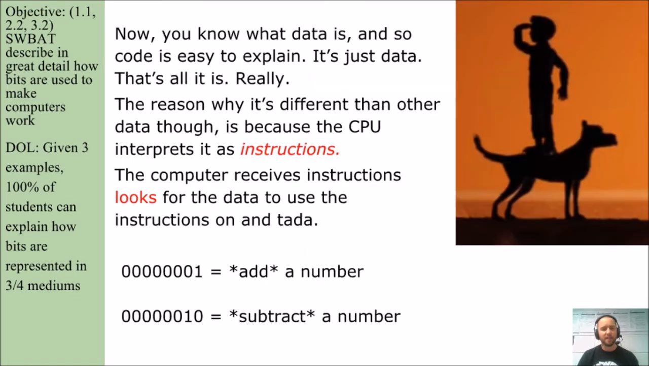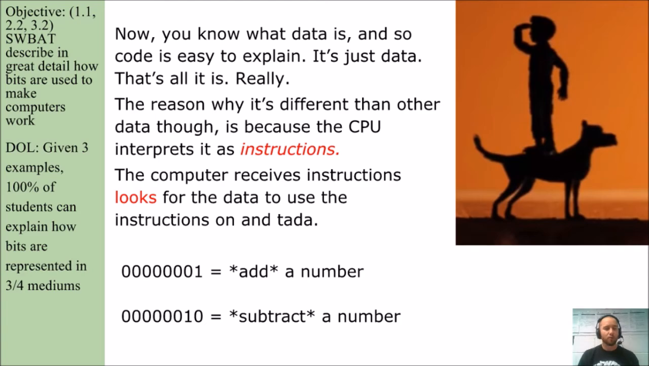Now you know what data is, and so code is easy to explain. It's just data. That's all it is, really. The reason why it's different than other data, though, is because a CPU interprets it as instructions. The computer receives instructions, looks for the data to use the instructions on, and ta-da! Did you ever notice that ta-da is just data in a different order?